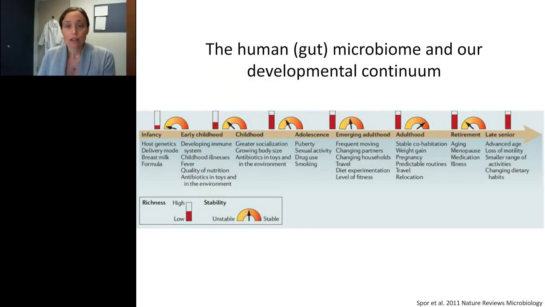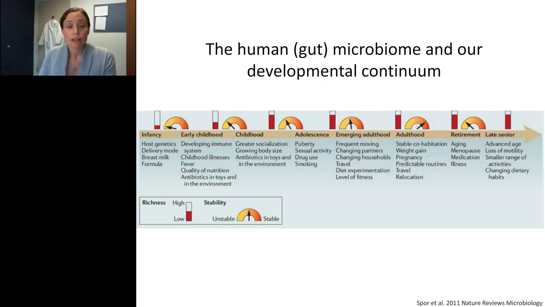We know that the human gut microbiome is intimately linked to our developmental continuum. And this conceptual diagram from a Nature Reviews Microbiology manuscript published about 4 years ago provides a conceptual outline of these microbiome changes over the course of one's life and the various factors that influence microbiome structure and function over time. As we move through various life stages, a variety of factors contribute to shaping our microbial communities.